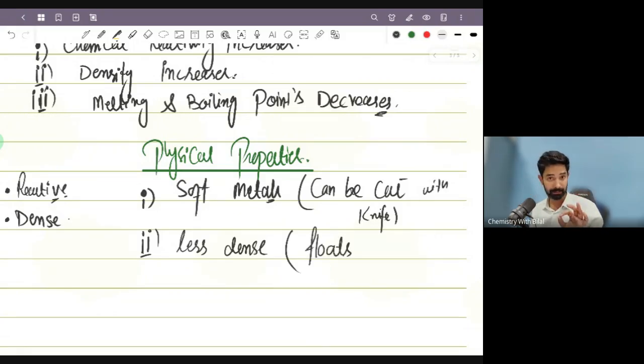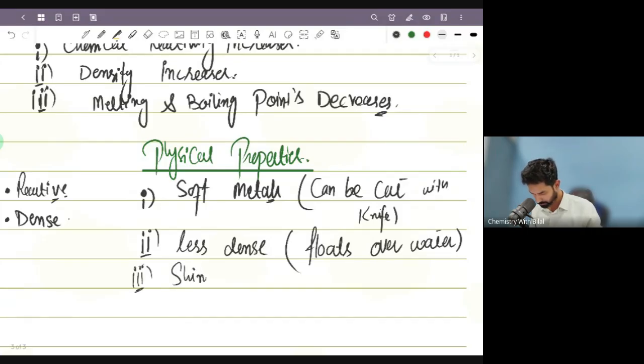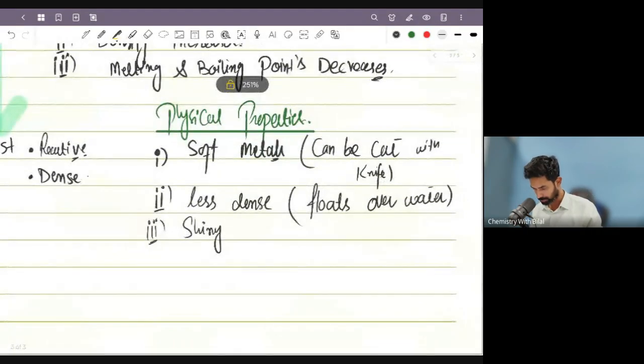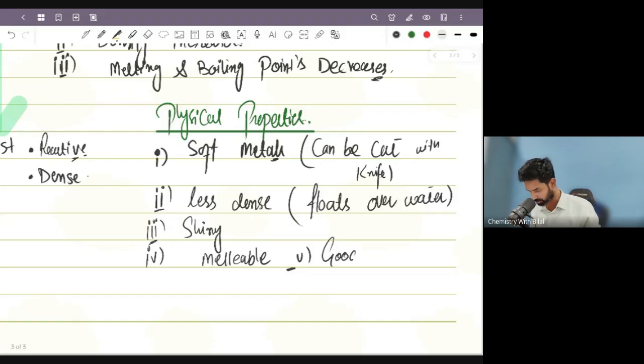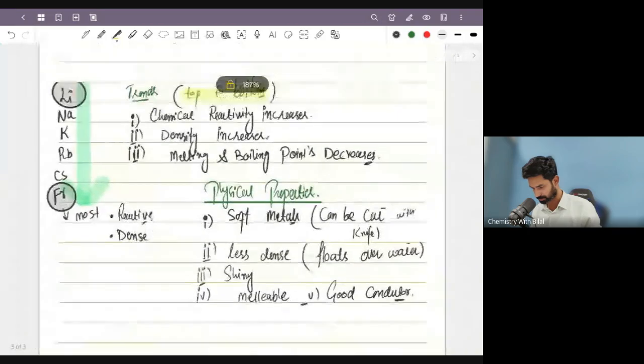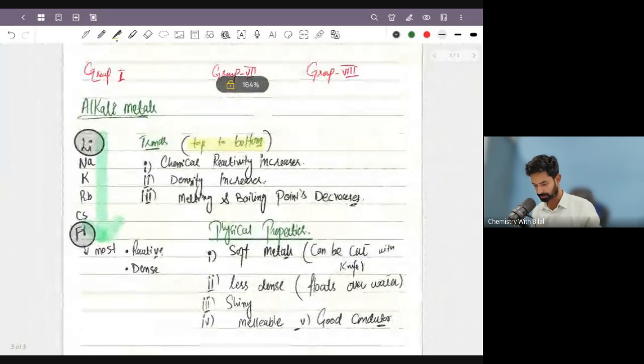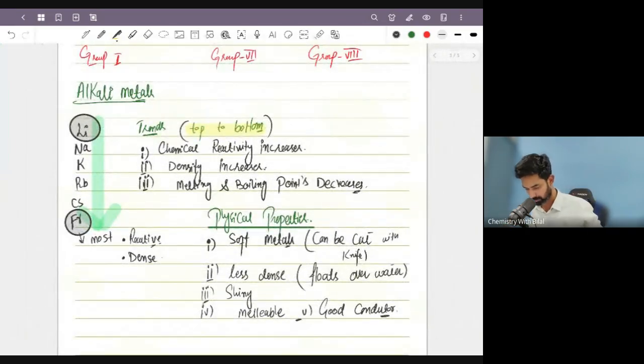They are less dense and they float over water, right? They are shiny, right? They are malleable. Since soft है तो ऊपर बता दिया, they are malleable, right? And they are good conductors because they have free electrons. As they are metals, they are good conductors. So please check this entire information about alkali metals.